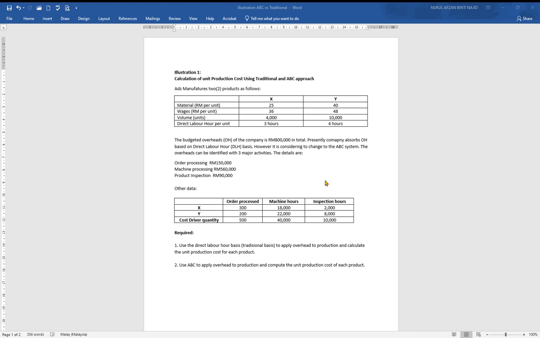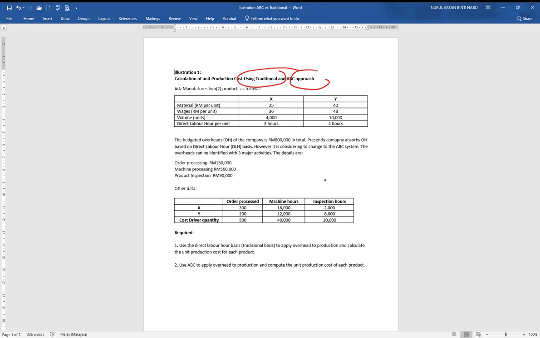So now I want to explain to you about the illustration on the calculation of unit production cost using traditional and ABC approach. I will explain the difference between the traditional system and ABC system in order to calculate the production cost of the product.